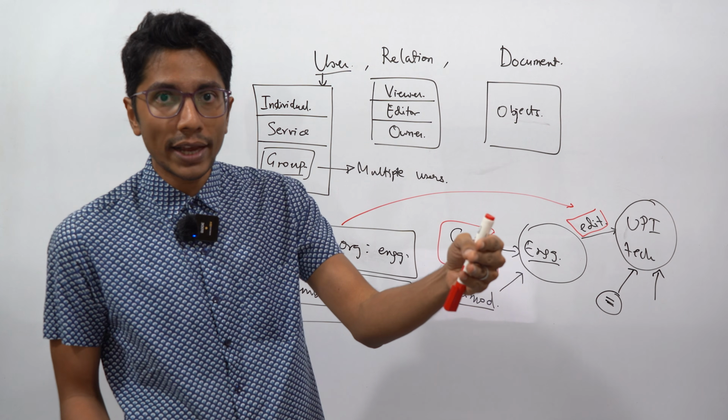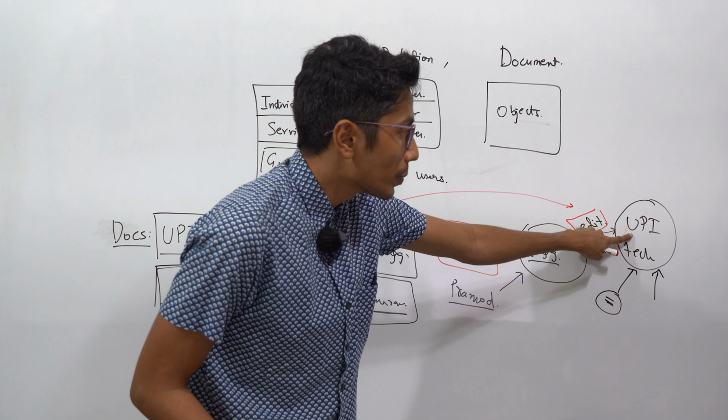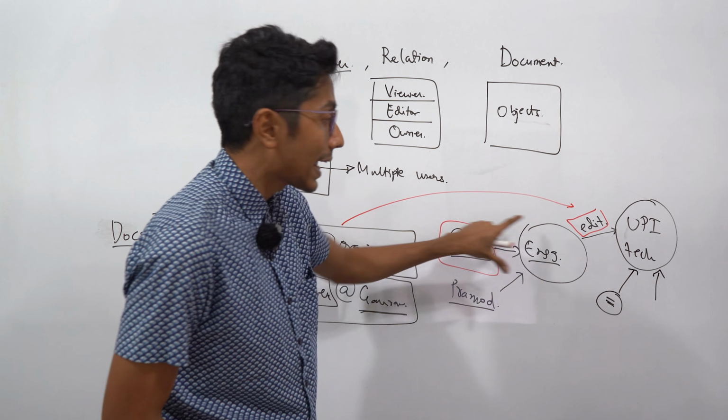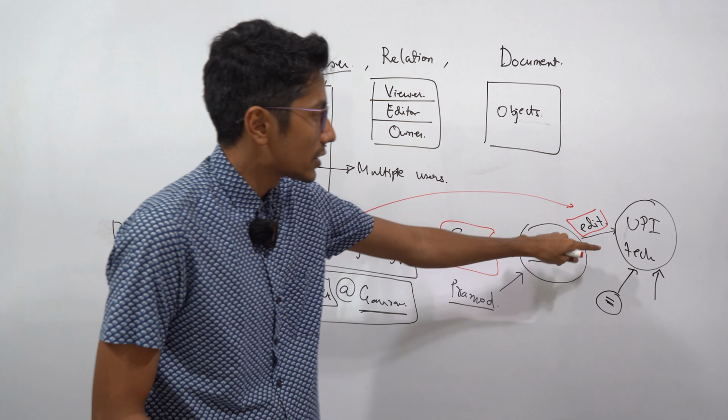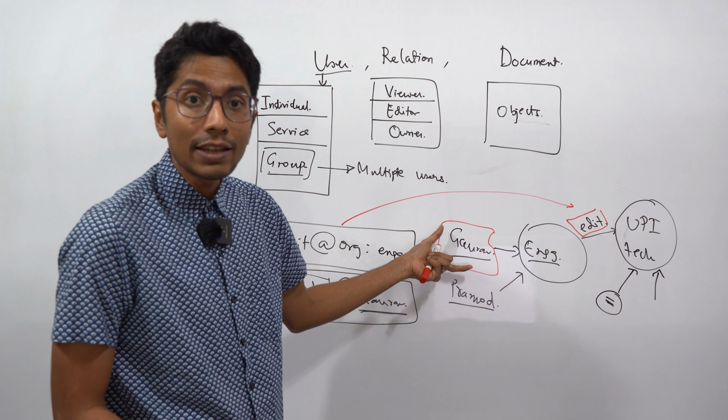If Gaurav asks for view access to a document, you check whether UPI Tech has view access to Gaurav in any way possible. So you spread out as a tree and try to find Gaurav in any one of the nodes.